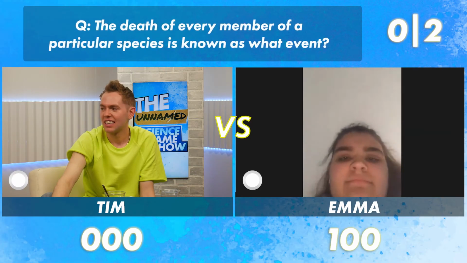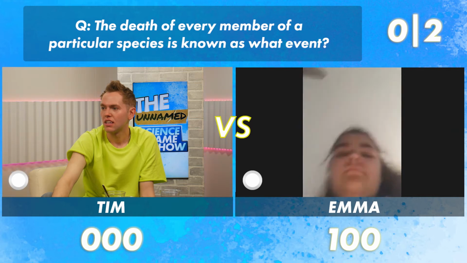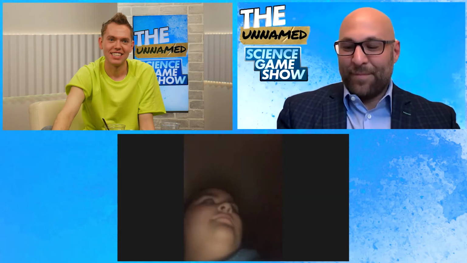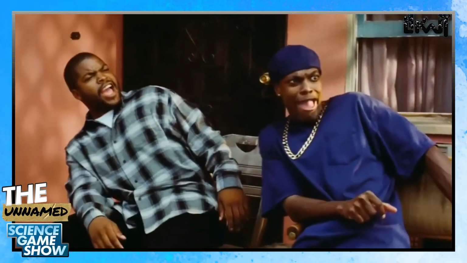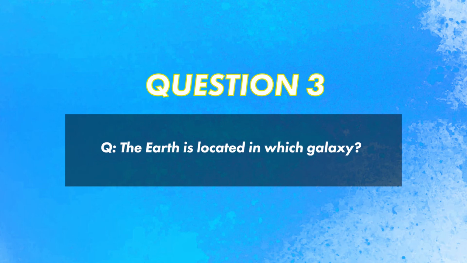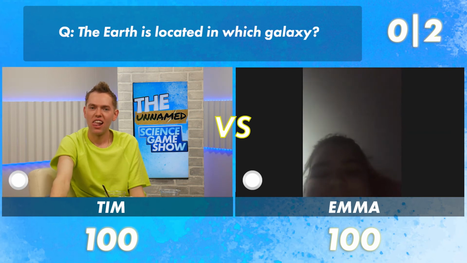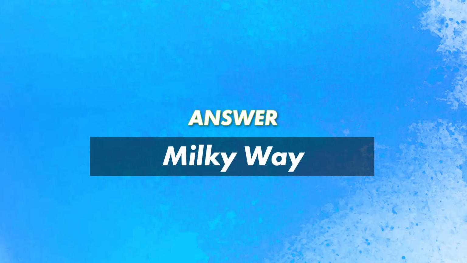The death of every member of a particular species is known as what event? Tim. Extinction. Tim, that's correct. Okay, 1 and 1. Emma, you're going down, girl. Next question. The Earth is located in which galaxy? Tim. The Milky Way. Milky Way is correct. All right, Tim, you're up 2 to 1.